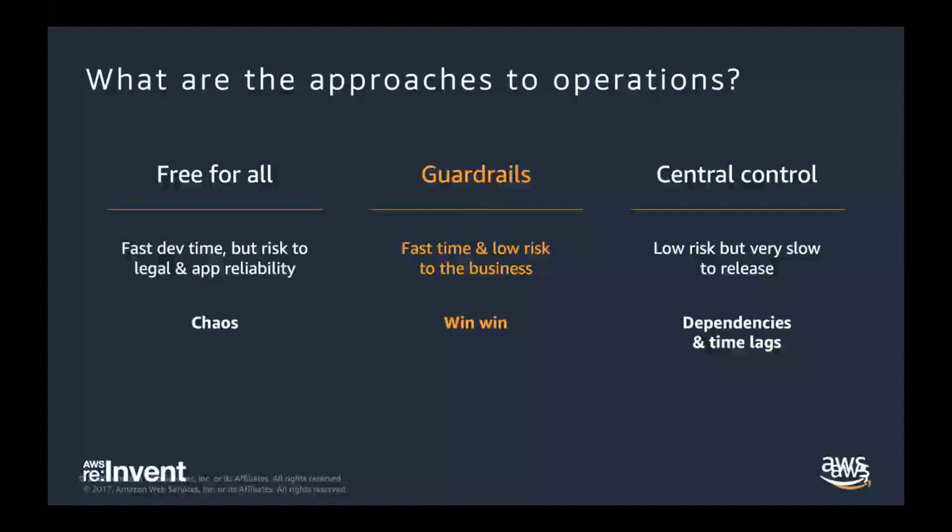You can let developers do whatever they want, and they will indeed release very fast. You'll probably also release bad code, reduce application reliability, and even get into legal trouble. On the opposite end, and probably the more realistic scenario, we see customers managing operations centrally. They take control of the release pipeline, the process of provisioning resources, securing applications, and troubleshooting.